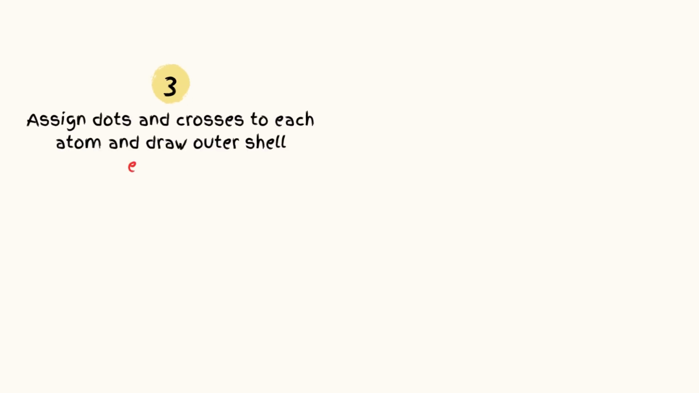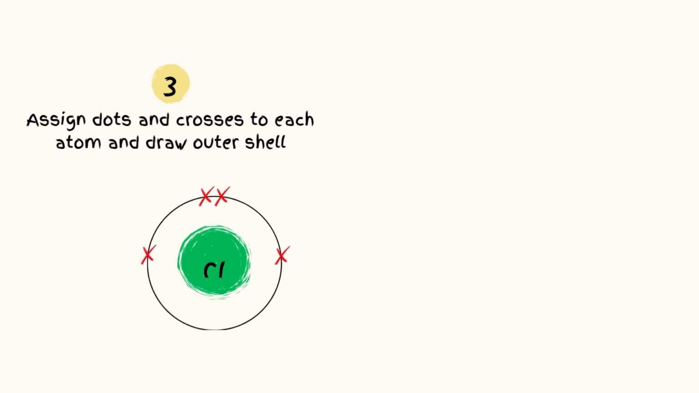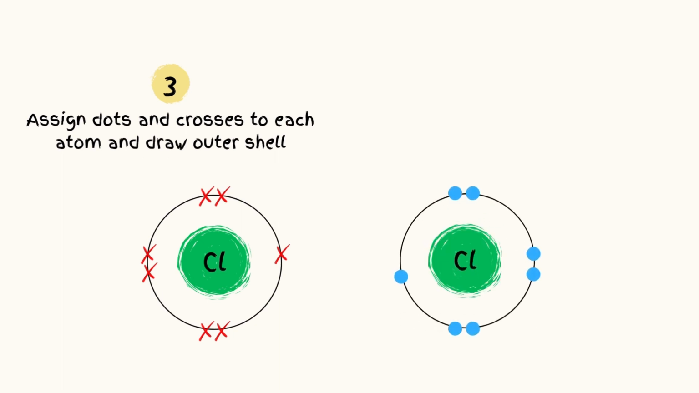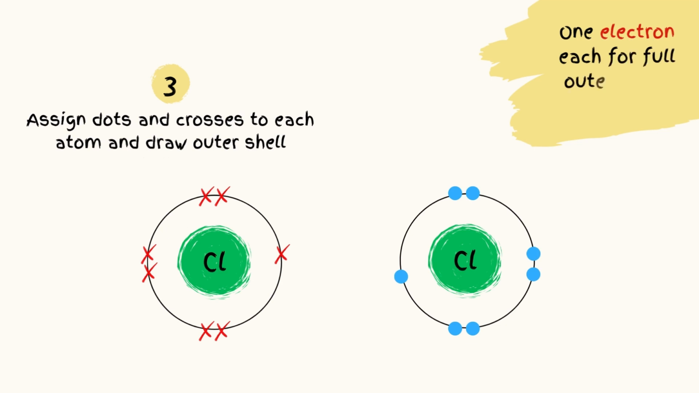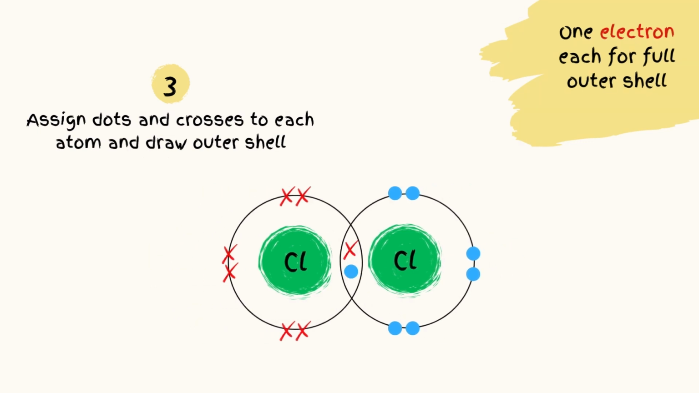Once we have worked out the number of valence electrons, we will then need to assign dots and crosses to each atom. This helps us to keep track of where electrons have come from in the covalent bond. We will draw crosses for one of the chlorine's outer shell electrons and dots for the other. Drawing each chlorine atom's outer shell electrons, we can see that each chlorine only needs one more electron for a full outer shell. So each chlorine shares one electron, allowing it to have a full outer shell.